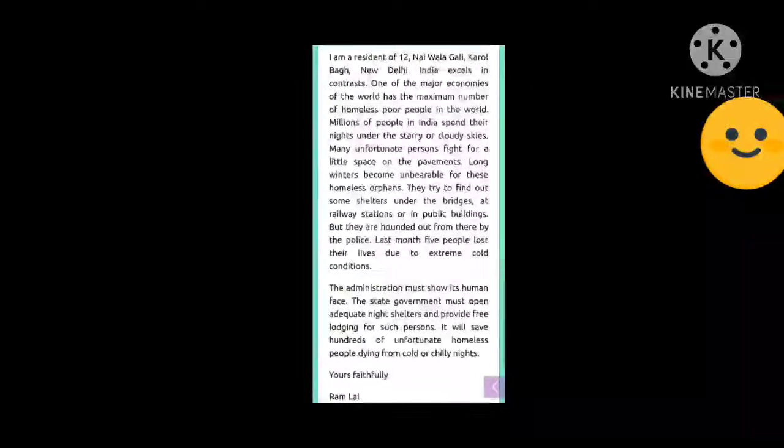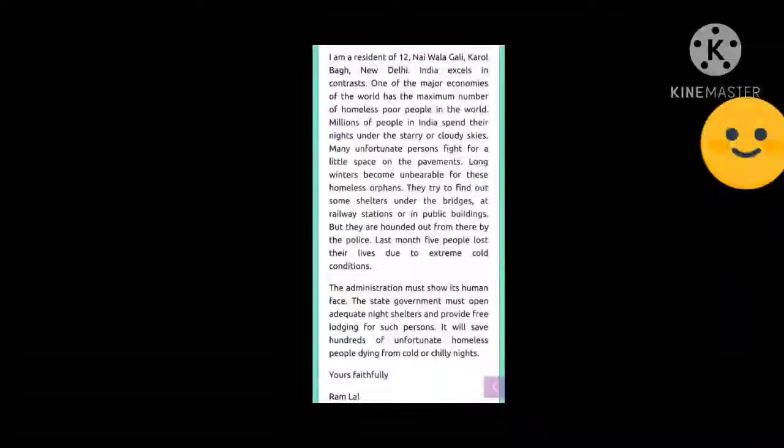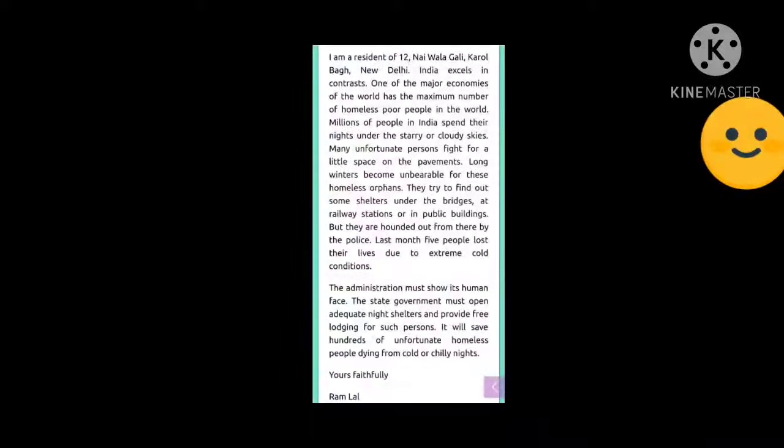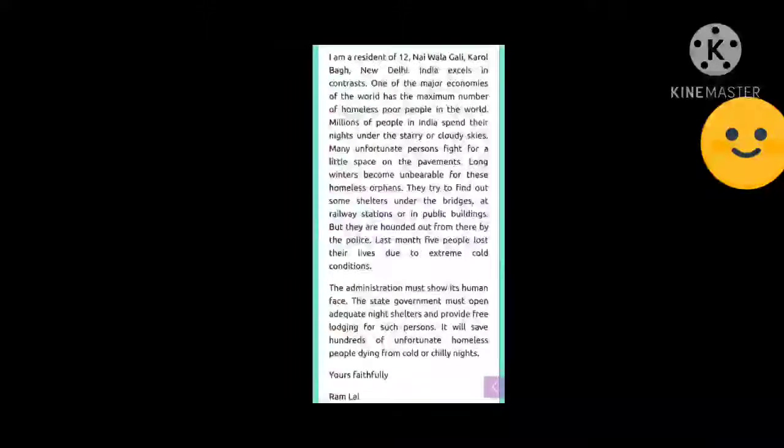So the police will drive them away. They will not allow them to stay. But where are the shelters for them? They have no shelters, and they will not be allowed to stay in these public places also. Okay, and last month 5 people lost their lives due to the extreme cold conditions. The administration, last para, what are the remedies or measures that we are suggesting to solve the problem? The administration must show its human face.